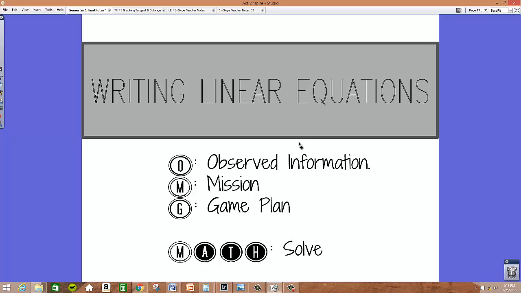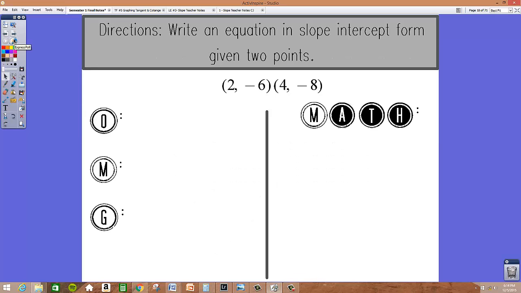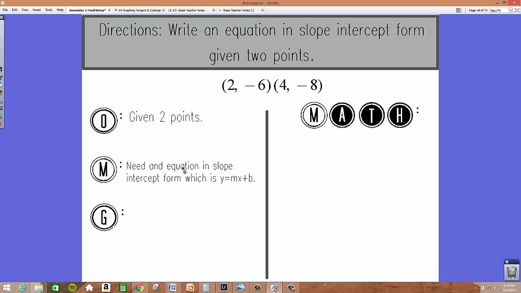Today we're going to practice writing linear equations using the OMGmath method. The directions state to find an equation in slope-intercept form given 2 points. The first thing we observe is that we are given 2 points, (2, -6) and (4, -8). Our mission is to write an equation in slope-intercept form, which is y equals mx plus b.